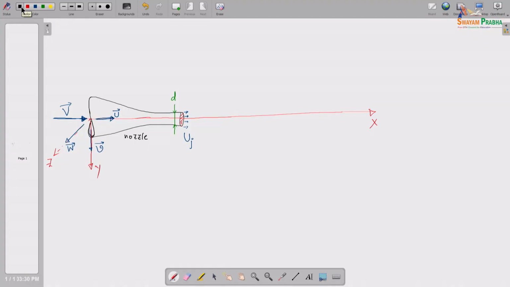Before I do that, let me also write what I am going to do here. It is important to write this here. What we are dealing with is a round free jet. Round because I am taking a circular cross section, it could be a square cross section for all you care.